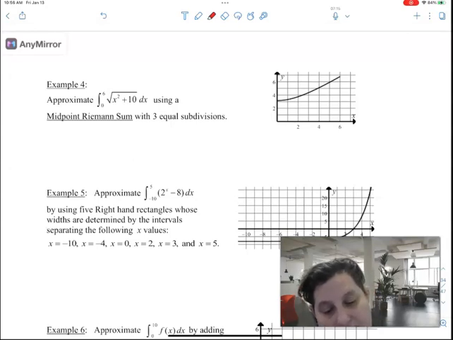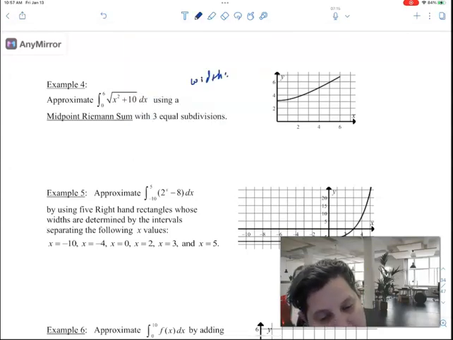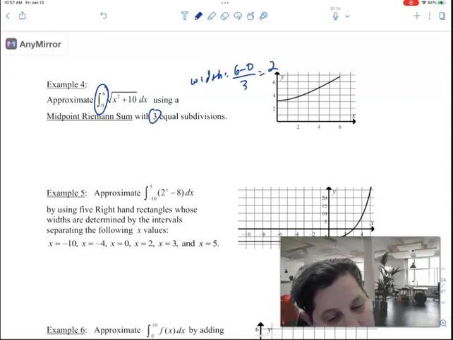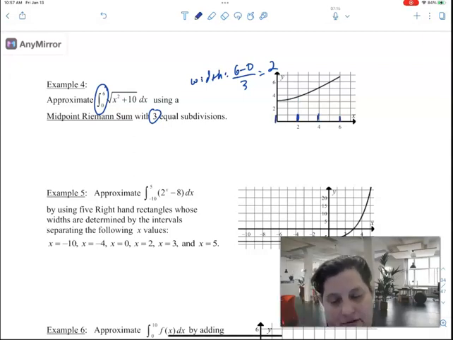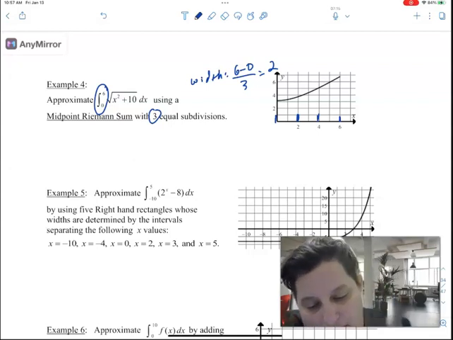So, square root of x squared plus 10, midpoint sum, 3 equal subdivisions. So first of all, the width of my rectangles is going to be 6 minus 0 over 3 subdivisions. So every 2, I'm going to put, well, hold on a sec. Let me just mark it down here. So 0 to 2, 2 to 4, 4 to 6. Okay? Now, since it's a midpoint sum, actually, let me just do it like this.